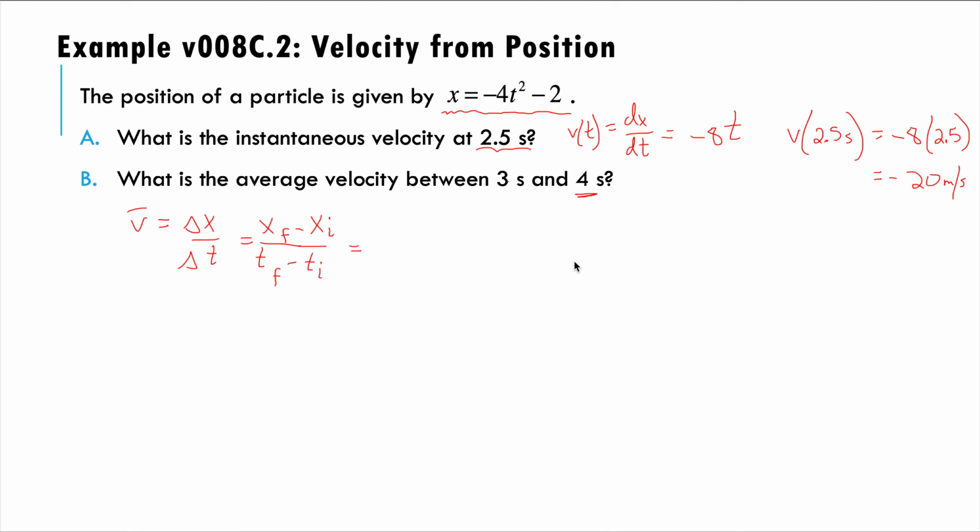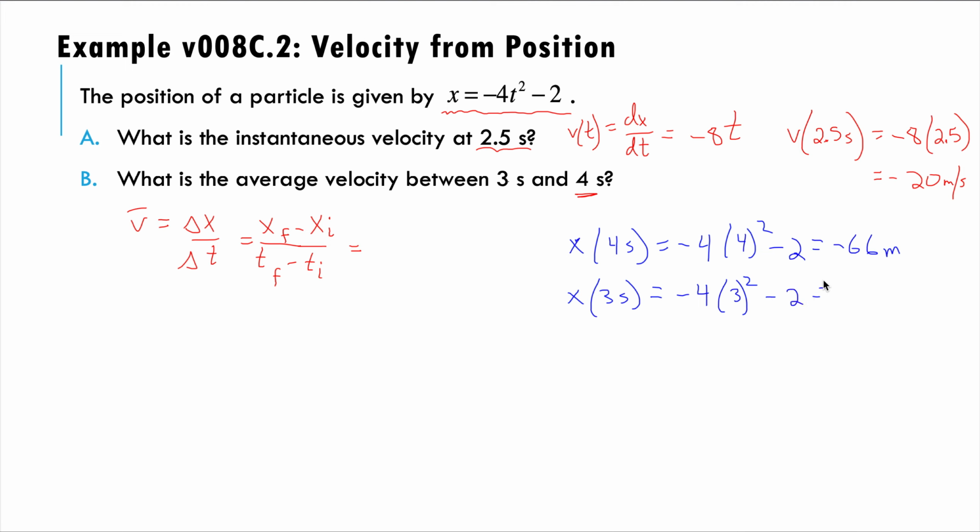We can do this on the side. x at 4 seconds is equal to negative 4 times 4 squared minus 2. That's going to give us negative 66 meters. And then we're going to find x at 3 seconds by plugging in a 3 for the time. So negative 4 times 3 squared minus 2. That's going to give us negative 38 meters.